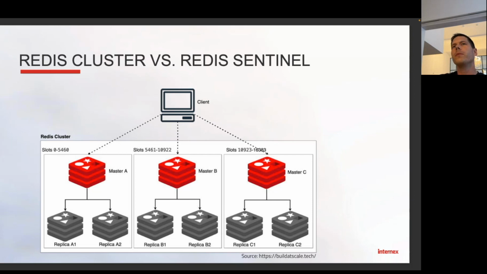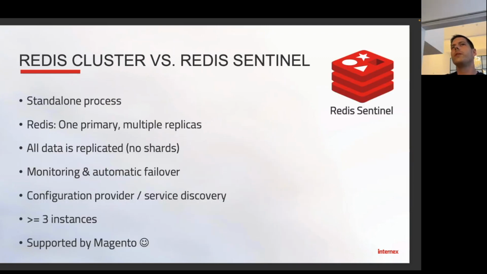It's a really cool logic because the client calculates a hash of the key and then knows in which slot it has to look. So you don't need any additional service which tells the client where to look up the data. The client knows, using a deterministic function, its slot where it has to store or look up the data. Yeah, that's basically how the Redis cluster architecture looks. As mentioned before, it's not used in Magento, so we're going for another one, which is Redis Sentinel.